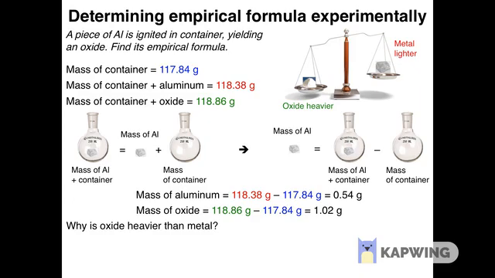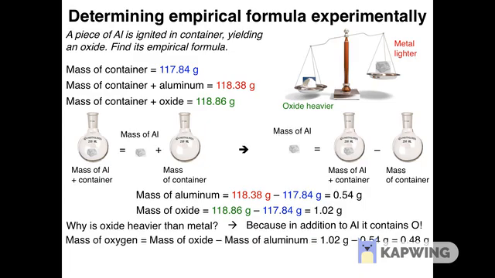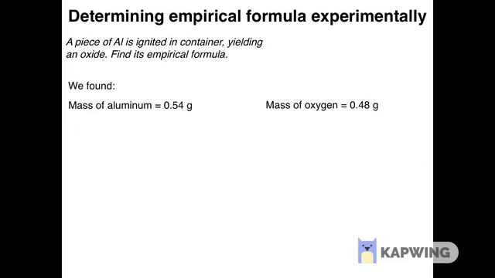Because the aluminum atoms attached some oxygen atoms, the mass of the aluminum oxide is the mass of the aluminum that we used plus the mass of the oxygen that it attached in order to form the oxide. Therefore, the difference between the mass of the oxide and the mass of the aluminum that we used is the mass of the oxygen that attached to the aluminum. So the mass of the oxygen is 1.02 grams, the mass of the aluminum oxide, minus 0.54 grams, the mass of the aluminum, and that equals 0.48 grams. So now we know that 1.02 grams of aluminum oxide contains 0.54 grams of aluminum and 0.48 grams of oxygen.